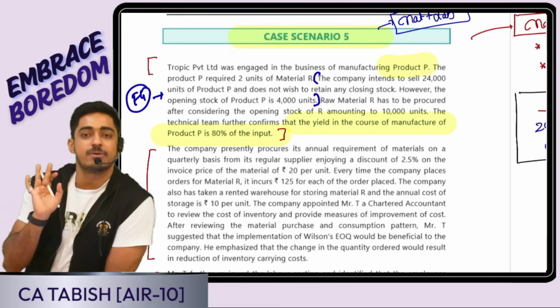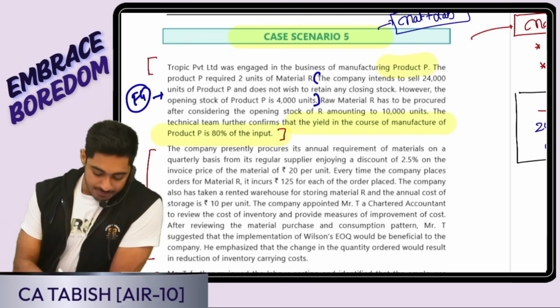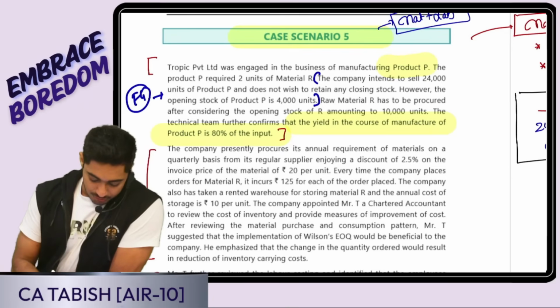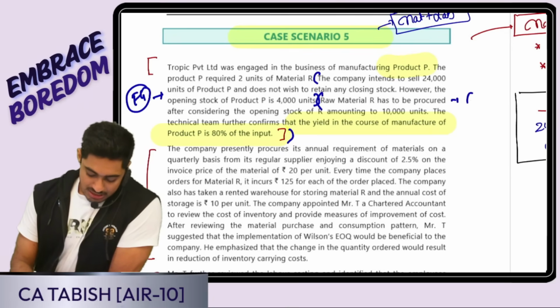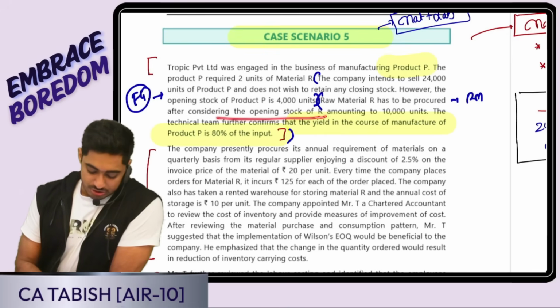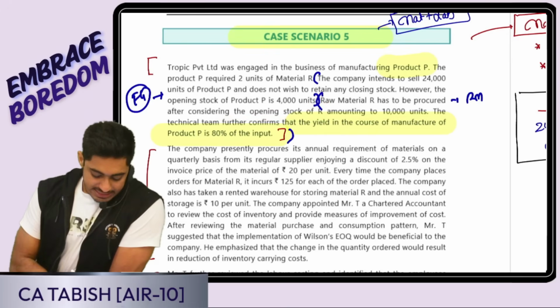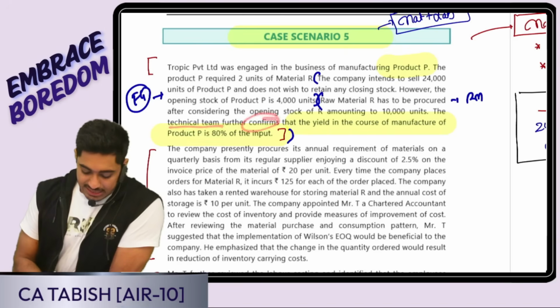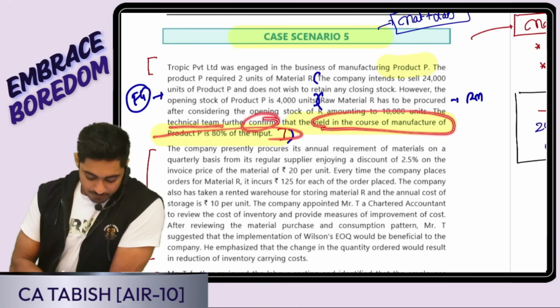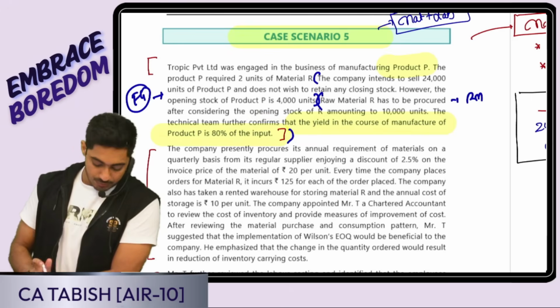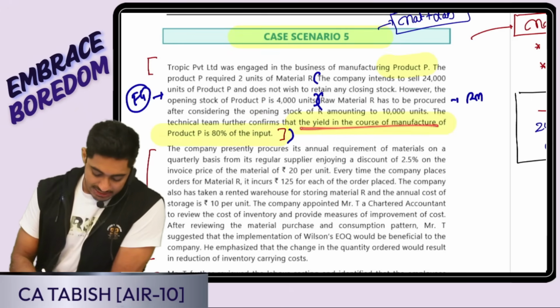Till now whatever we have discussed was regarding the finished goods. Now coming to raw material. About raw material they are telling, raw material R has to be procured after considering the opening stock of R amounting to 10,000 units. I am already having opening stock of 10,000 units. The technical team further confirms that yield in the course of manufacture of product P is 80% of input. Now this is a very important line for us.